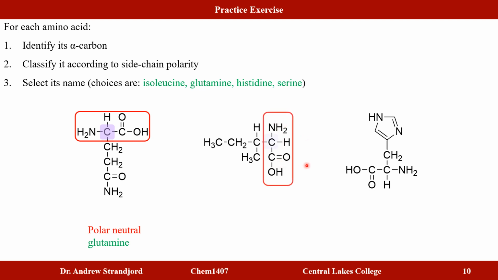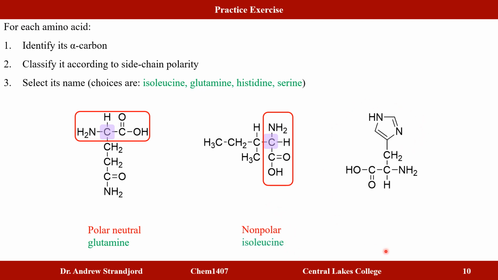If we look at this amino acid, I'm going to identify my amino group, I'm going to identify my carboxylic acid group, and then the carbon that's attached to both of them would be my alpha carbon. That means the rest of this molecule is my side chain. If I look at this side chain, it's only made up of carbons and hydrogens. That means it's going to be a nonpolar group, and this one would be isoleucine.